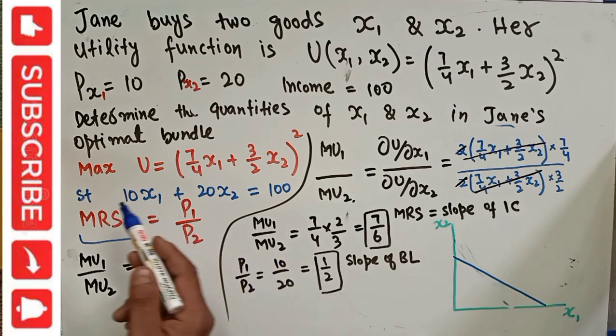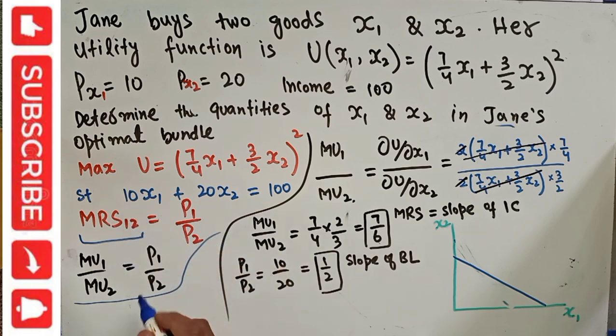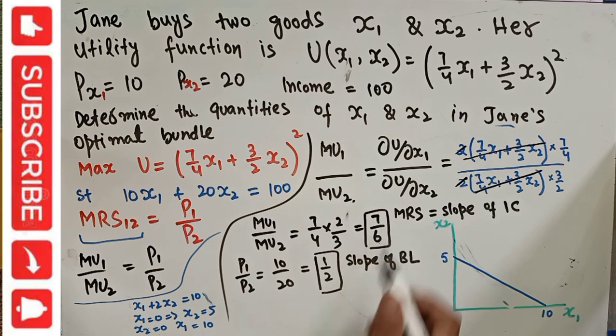Now its intercepts, if we solve this, we can find out the intercepts here. If we divide both sides by 10, we will get x1 plus twice x2 is equal to 100. When x1 is equal to 0, x2 will come out to be 50, and when x2 is equal to 0, x1 will come out to be 100. So here we have 100, here we have 50, its intercepts. Okay, this is the slope of the budget line.